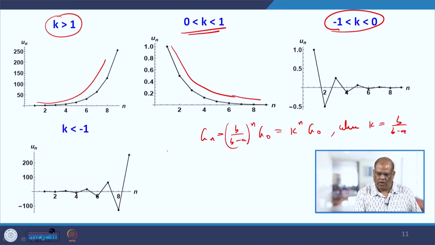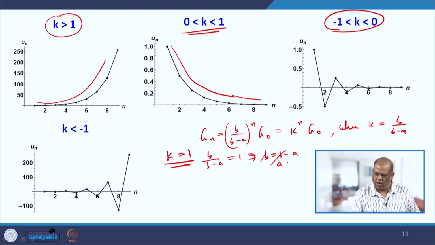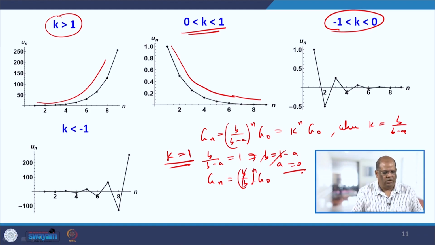Now, what happens when your k is equal to 1? If k is equal to 1, then b by b minus a equals 1, which implies b equals b minus a. So, a equals 0. If a equals 0, your Gn becomes b by b whole to the power n into G0, and this gives you only G0. So, your Gn will be equal to G0 for all future time.